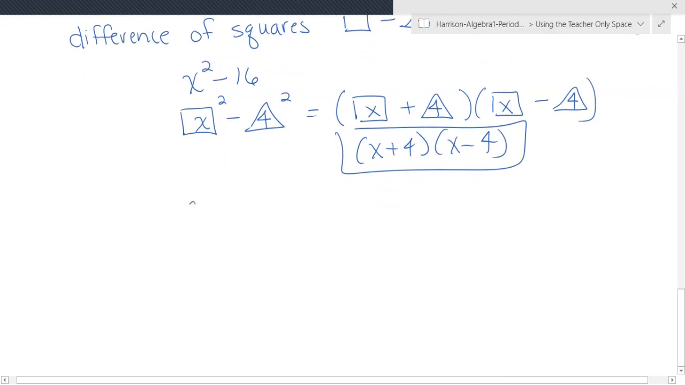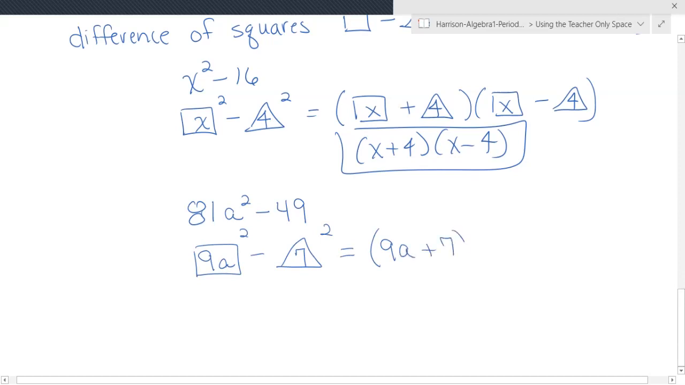So let's try a little bit longer problem. Let's say 81a squared minus 49. Again, we want to make sure it fits this pattern. We know there has to be an a in here. And then what is the square root of 81? That would be 9. And the square root of 49 is 7. So that tells us then that we need to take 9a plus 7 times 9a minus 7.